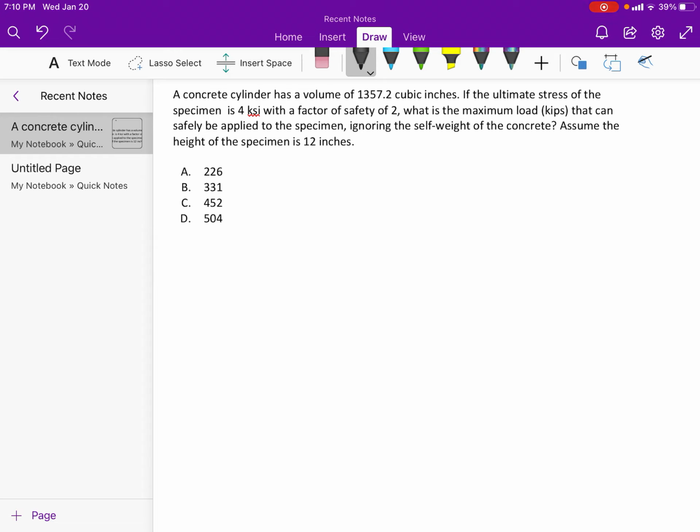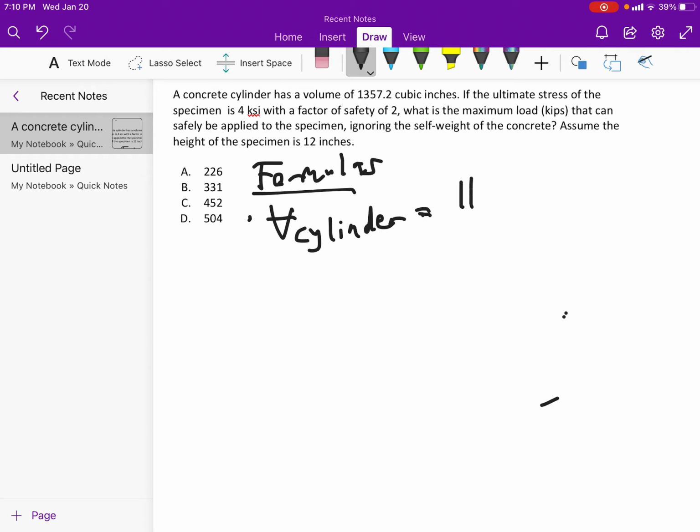Alright, so we're going to need a few formulas here. So, formulas. First is going to be the volume of a cylinder. Now let's try to clean that up a little bit. And that's going to be pi d squared h over 4. And then the cross-sectional area, pretty straightforward, it's pi r squared.